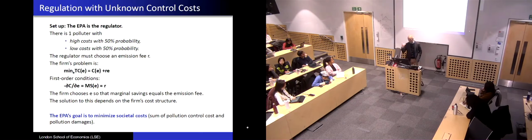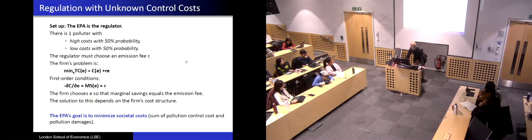In this case, it's going to be very, very simple. We're just going to assume a 50-50% probability, but that can clearly change very easily. I just made it that way to make things very, very simple. Now, what the regulator must choose, let's go now with taxation, is basically the tax rate. So an emission fee, let's call it R. And let's write down the firm's problem. So what's the firm trying to do?